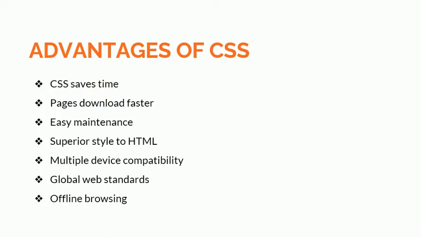Write CSS one time and attach it to multiple pages. Write one CSS rule for a tag and apply it to all occurrences of that tag in the website. Okay, no need to write your attributes again and again in the HTML page. That's why your code will be less.